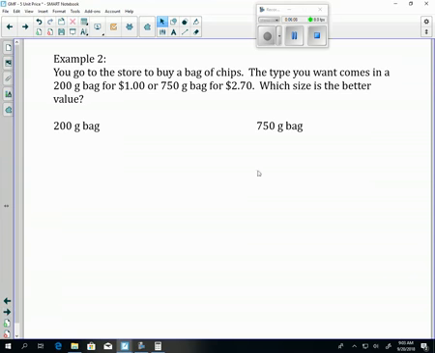Here's another example. You're going to buy a bag of chips. The type you want comes in a 200-gram bag or 750. The 200-gram one costs $1. The 750 costs $2.70. Which size is the better value? So again, we need to put the money first.